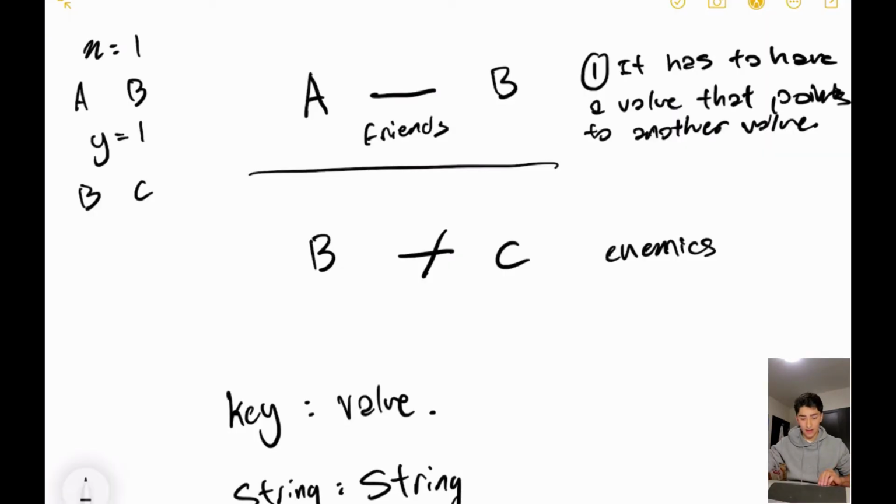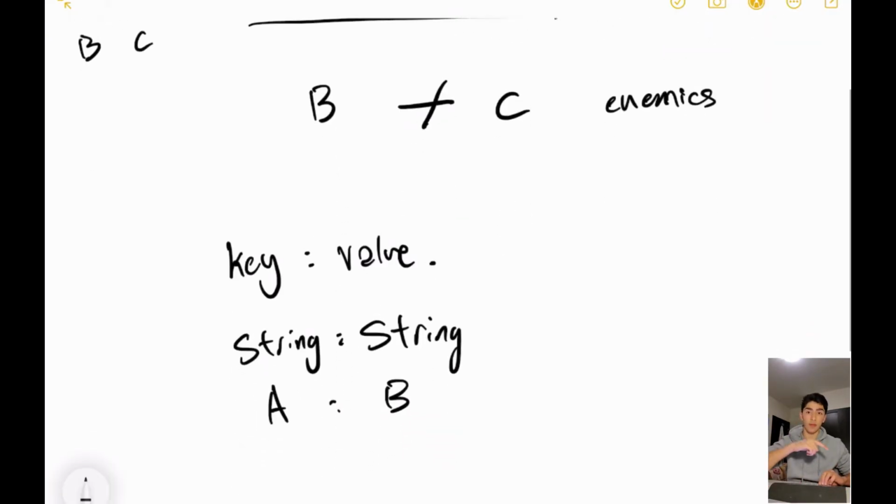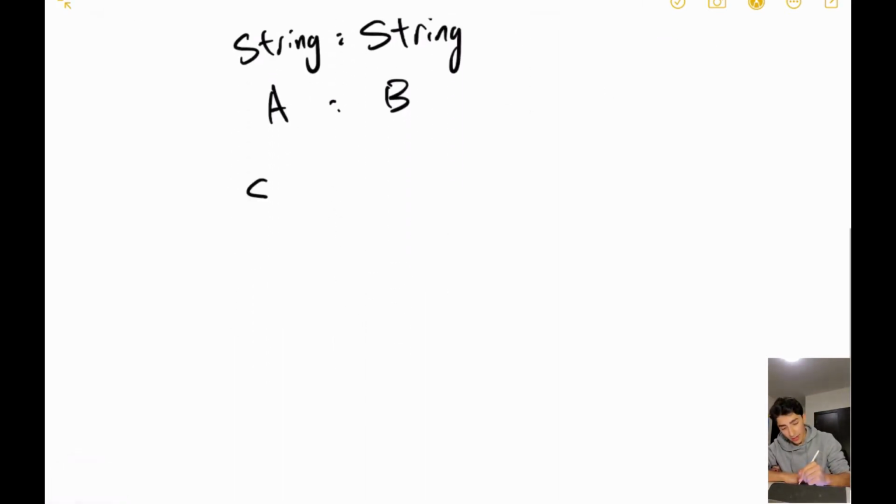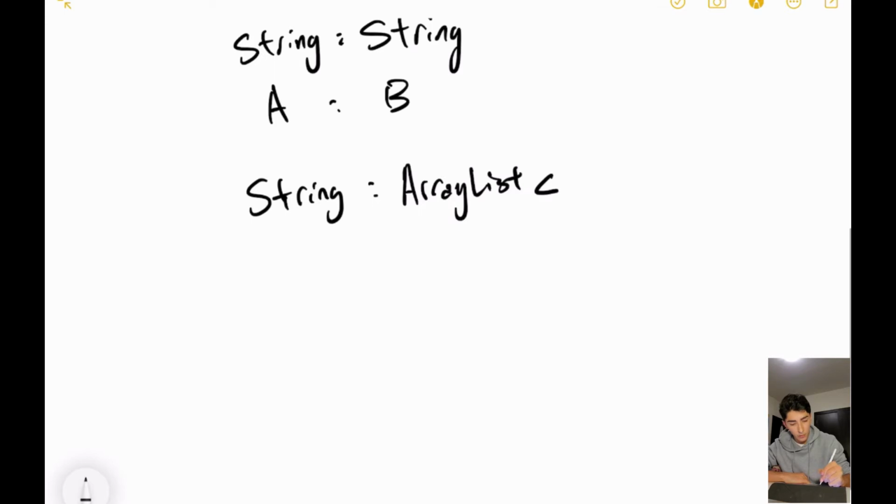The problem with that is that in this data structure, a string points to another string. A string doesn't point to a list of strings. So let's just do that. Instead of going string points to string, we're going to go A, for example, points to an array list of strings.